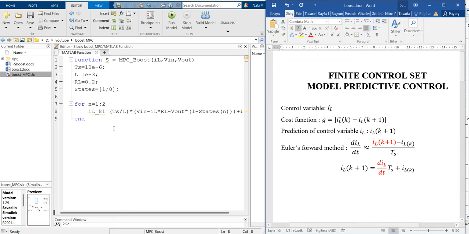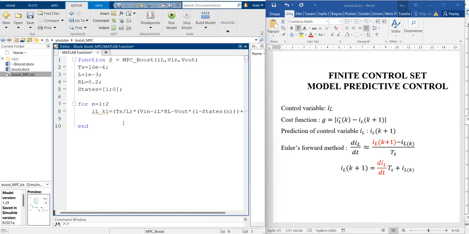Then I'm returning back to the cost function. The cost function is G, the absolute error, equal to the difference between the inductor current reference and the predicted value: G equals abs(IL ref minus ILK1). Okay, now we have to know the reference of the inductor current. Okay, now we obtain the cost function.